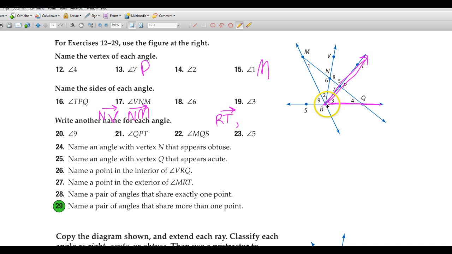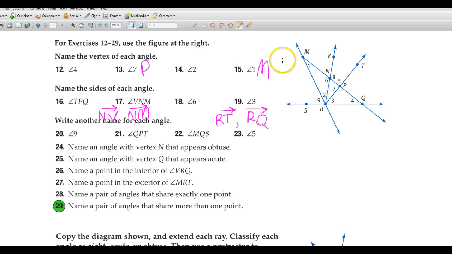And my other side is extending out in this direction. Here I just have one point, so I'm going to call it RQ. In the next section, write another name for each angle.